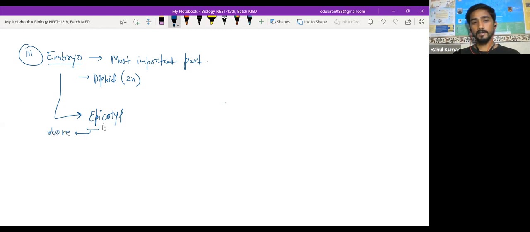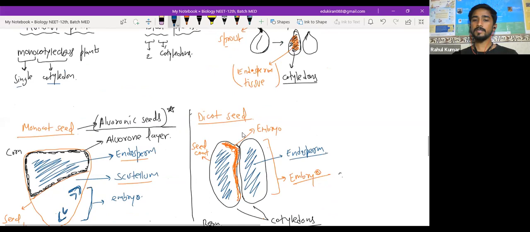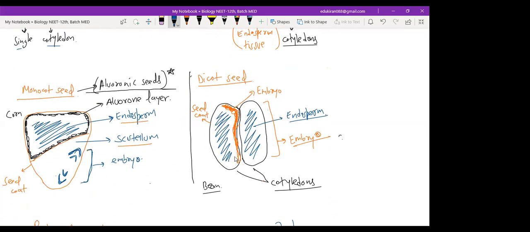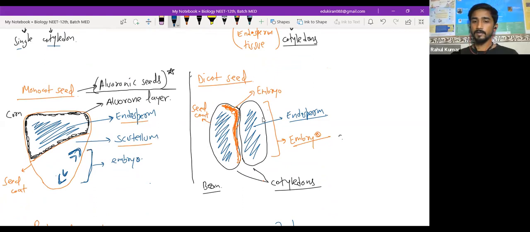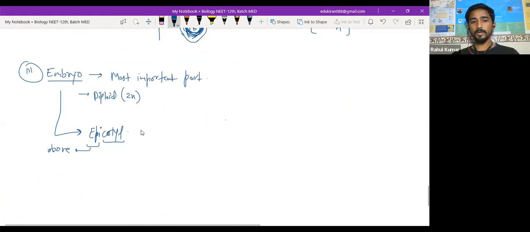And the word cotyle is for cotyledons. So in an embryo, let's come here. Do you see an embryo here? This is the cotyledon. In this case, scutellum is the cotyledon here. On the top of cotyledon, this is the embryo. So that embryo has a part which is on the top. The top part is called epicotyl. Is it clear? So write down what is epicotyl and what does it do.